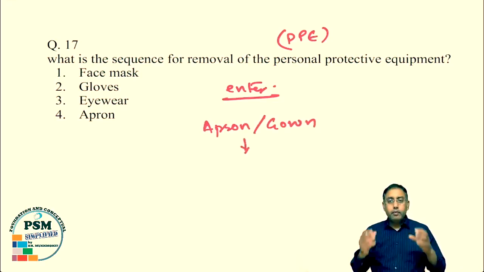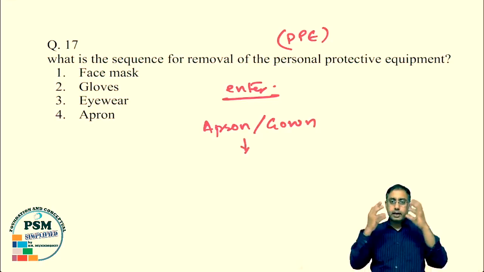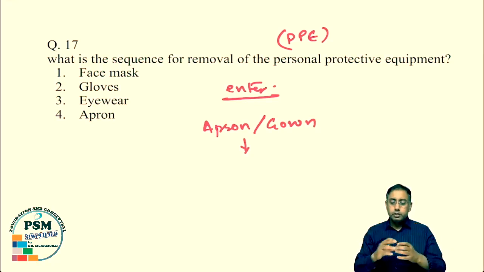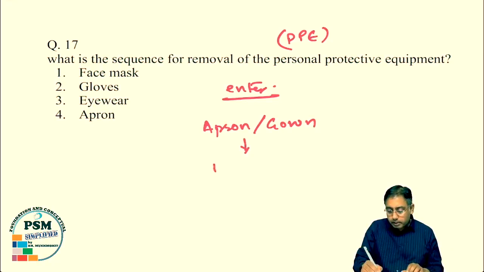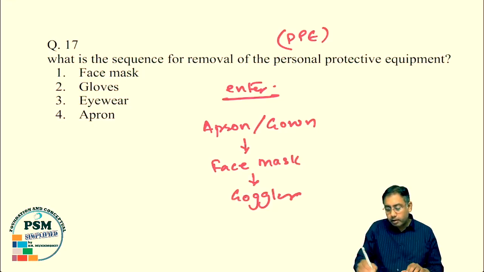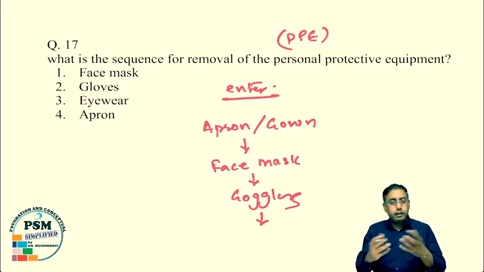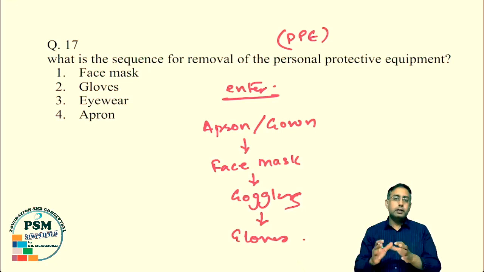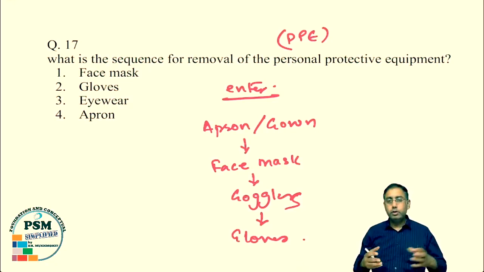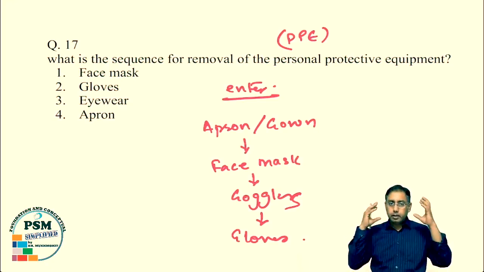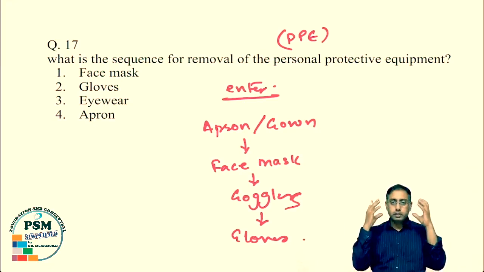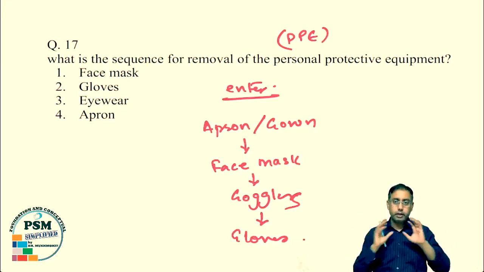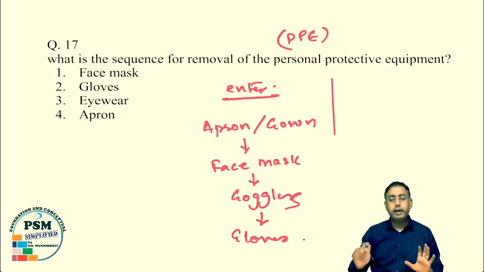Followed by that, we wear the face mask and the goggles, right? So we wear the face mask. Followed by that, we wear the goggles or the eye cover. Followed by that, and in the last, you have to wear the gloves, right? So that is the way to enter. So you don't wear the gloves and then the goggles. You wear the apron and then you wear the face mask. Then you wear the goggles and then you wear the gloves. So that completes your entry.